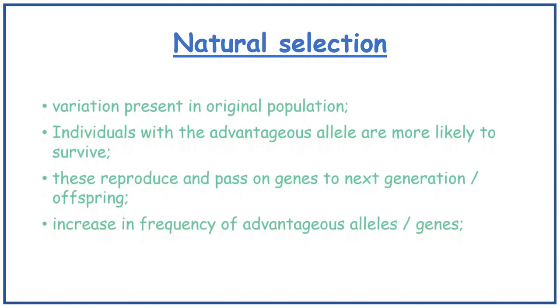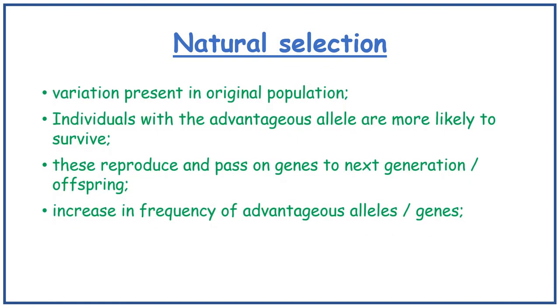Natural selection. Variation is present in an original population. Individuals with the advantageous allele are more likely to survive. These reproduce and pass on their genes to the next generation, or to their offspring. There is an increase in the frequency of advantageous alleles or genes.